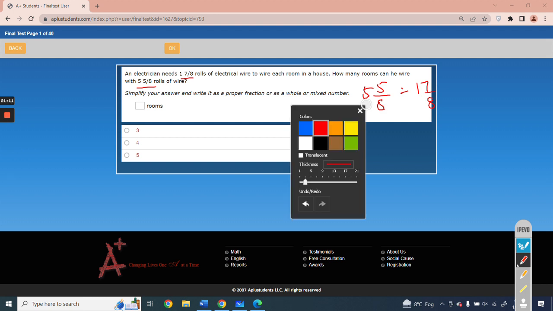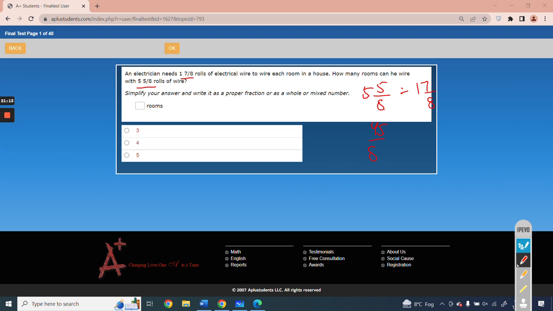8 times 5 is 40, and 40 plus 5 is 45 over 8. 8 times 1 is 8, and 7 makes 15 over 8. Got it? Just change the division sign to multiplication and take the reciprocal of the second term, so it would be 8 over 15. You can cancel out 8, so we are left with 45 divided by 15. So 15 times what number is 45? 15 times 3. Got it? So the correct option is 3. Just select the correct option and click on the OK button.